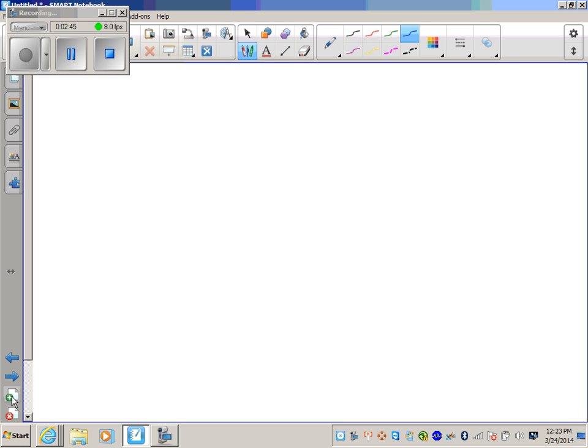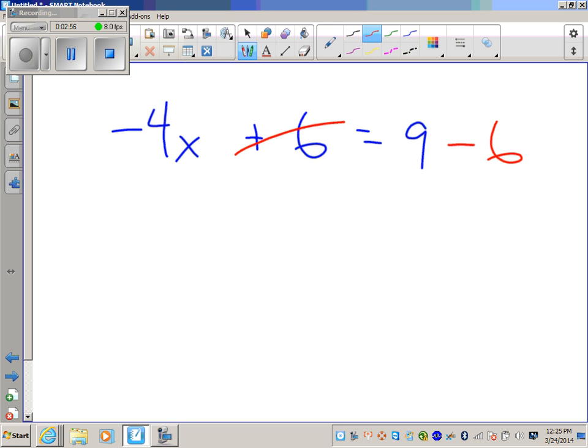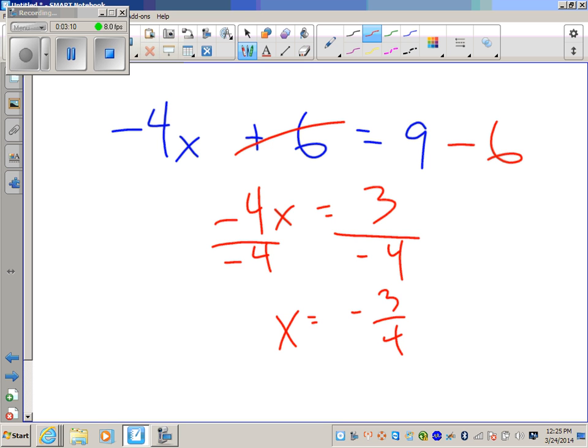Try another one along those same lines. Negative 4x plus 6 is equal to 9. Minus 6, negative 4x is equal to 3. Divide both sides by negative 4. So x equals negative 3 fourths. Okay? Good? Now those are the easy ones.